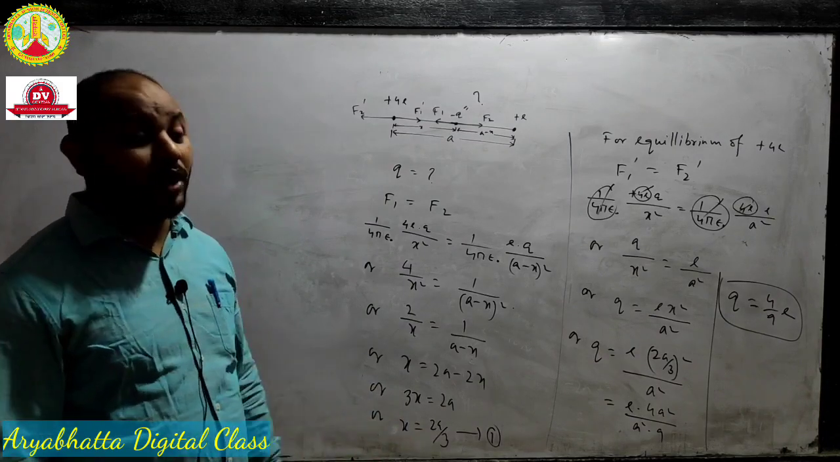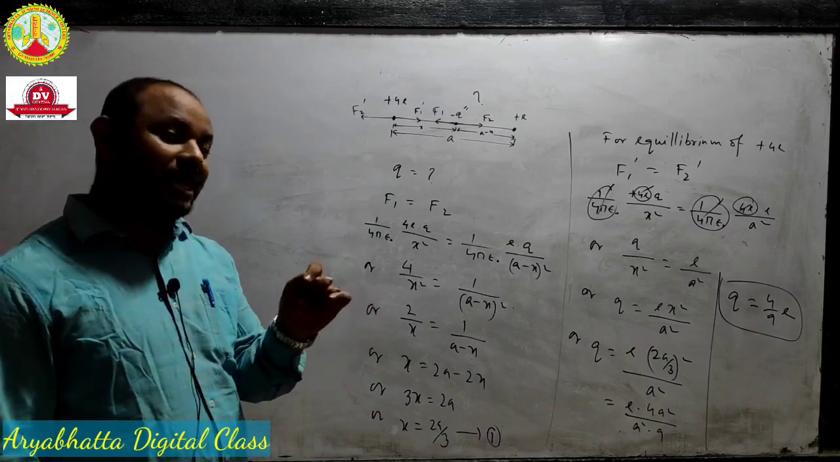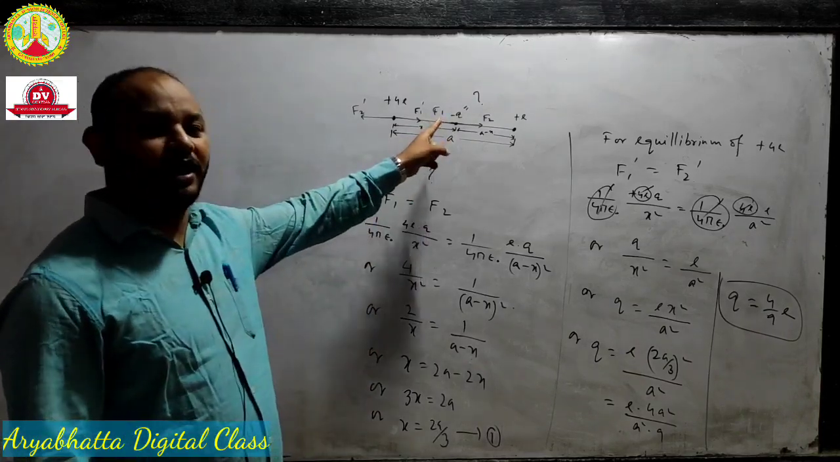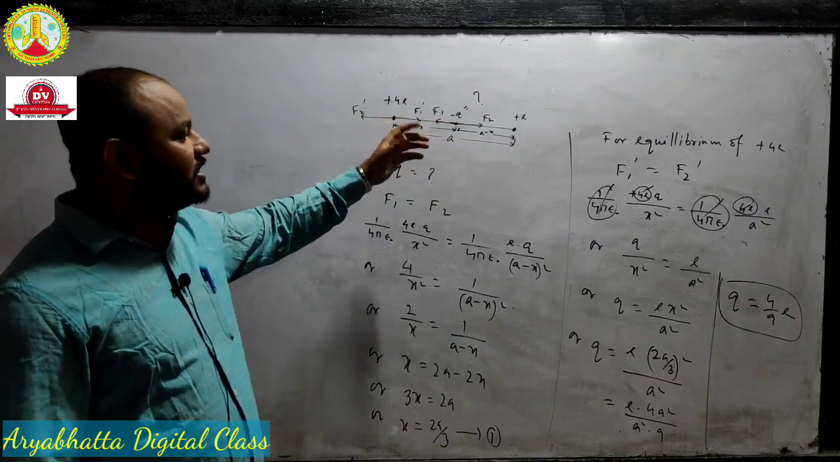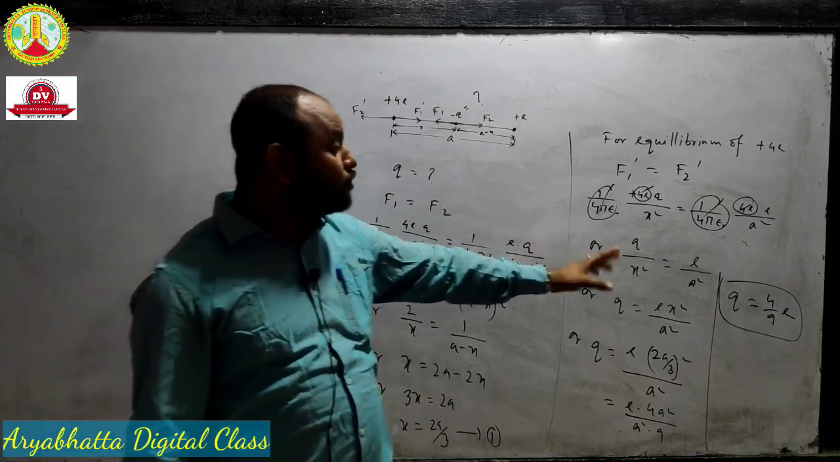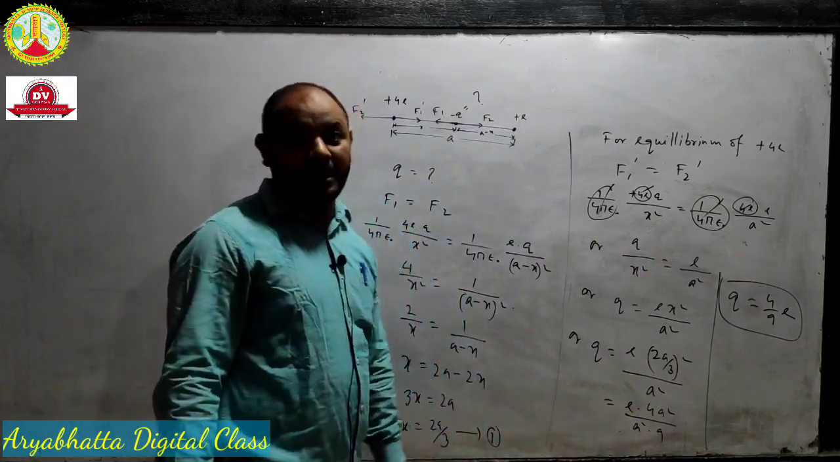Our question is, what is the magnitude and sign of the charge? What sign have we taken? We have taken the negative sign. If the sign is negative, and the magnitude is how much? 4 by 9 into e.